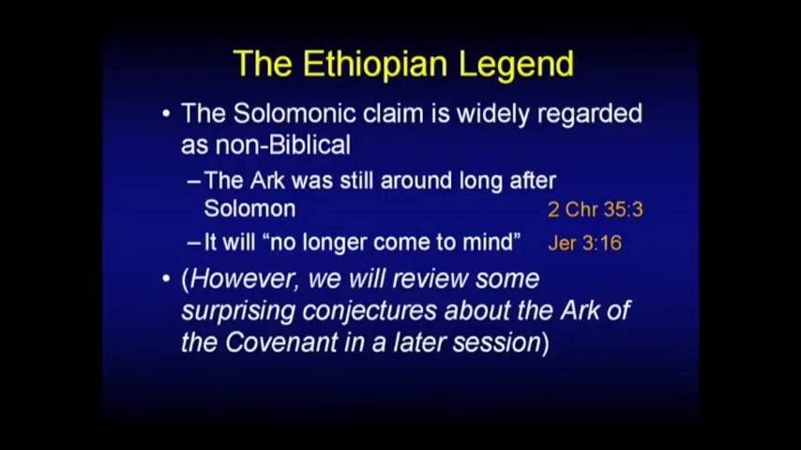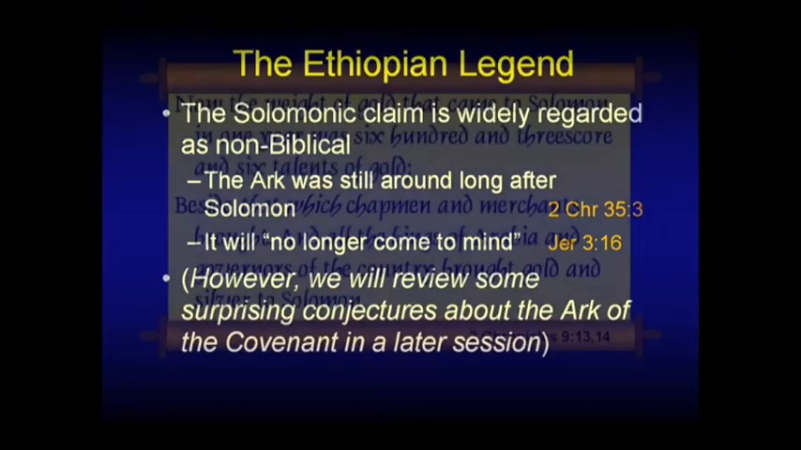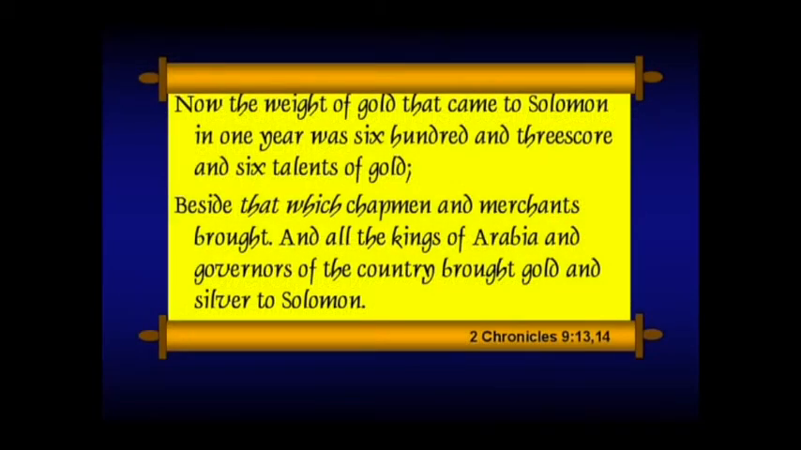We're going to talk about some very surprising conjectures about the Ark of the Covenant in a later session. In the meantime, let's keep moving here. Chapter 9, now the weight of the gold that came to Solomon in 1 year was 666 talents of gold. That, incidentally, 60 is 60, so you got 666 talents of gold. That's his annual salary. It's mentioned twice in the Scripture.